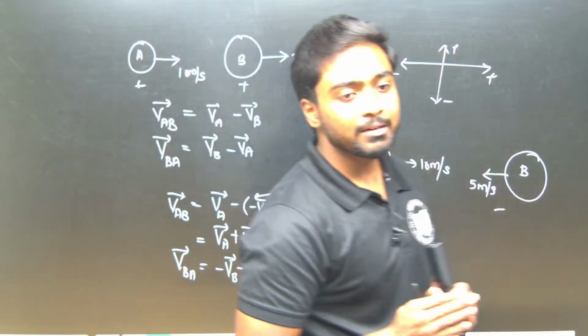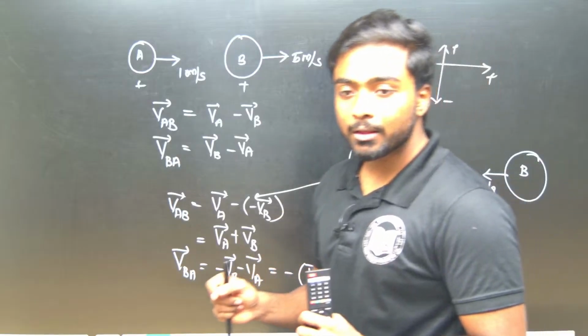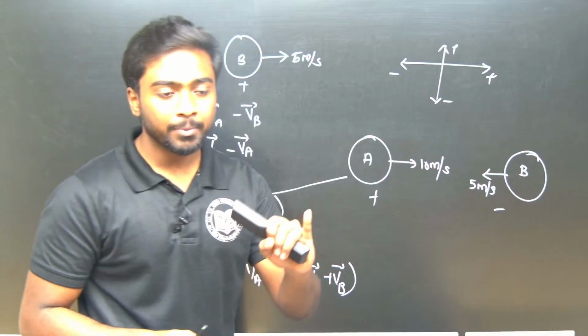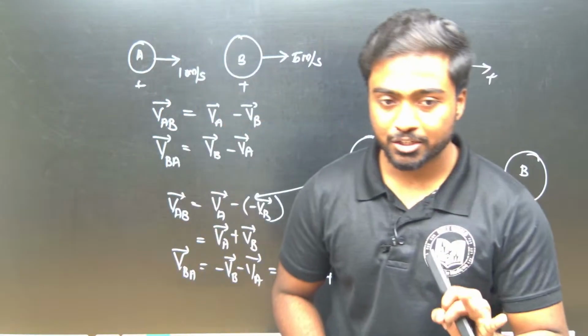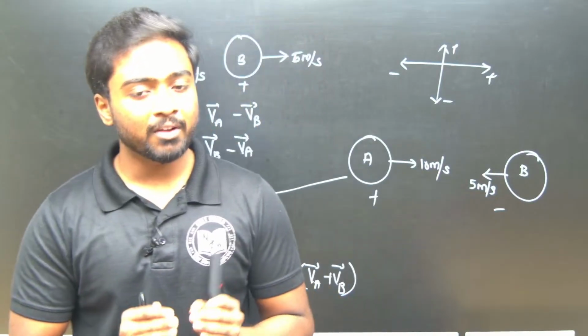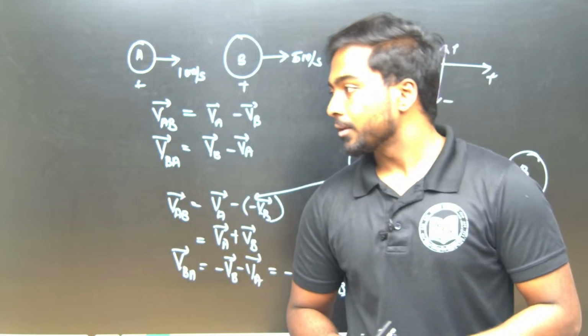So this is the direction you should take note of when you are doing problems of relative motion. The first important thing is the formula, the second important thing is direction. Based on these two conditions, if you solve the problems, it will be easy to get the answer for the given questions. You can take a note of this.